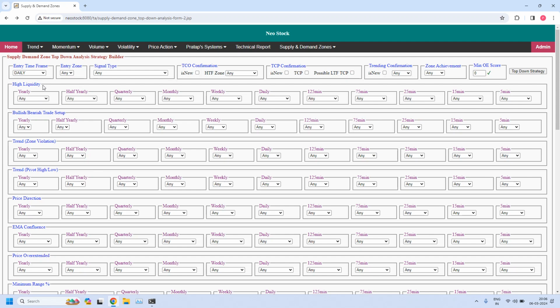For monthly income trade, your lower time frame zone, LTF zone, is daily. Your lower time frame zone is nothing but entry time frame. So entry time frame is daily. Because it is bullish trade setup, entry zone should be demand zone. And in bullish or bearish trade setup parameter on daily time frame, I am selecting bullish. And let us click on this top-down strategy.